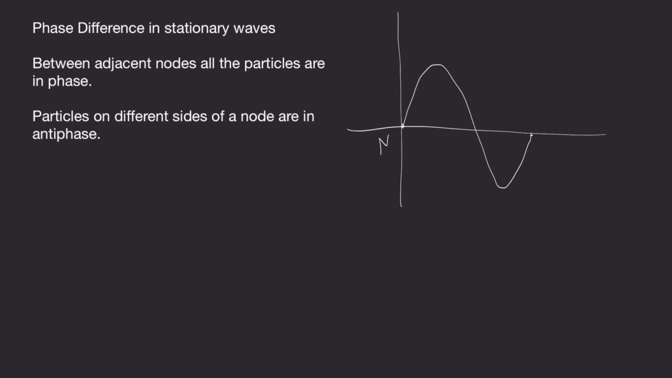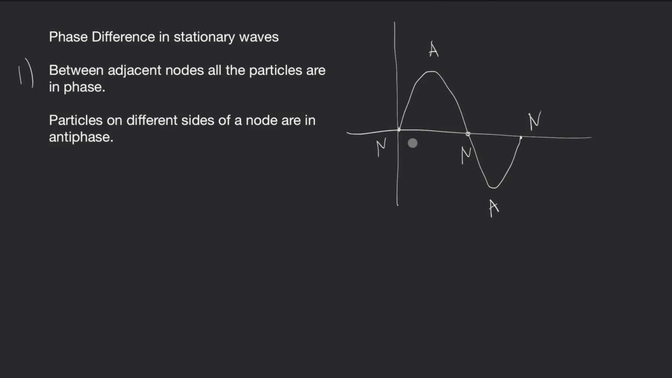This here is going to be a node, this here is going to be a node, and this here will be an antinode, node, and so on. Our first rule says that between adjacent nodes, all the particles are in phase. Those are two nodes, and the particles between them are going to be in phase, meaning that all of those particles between the nodes are going to be going either up or down together, like so.